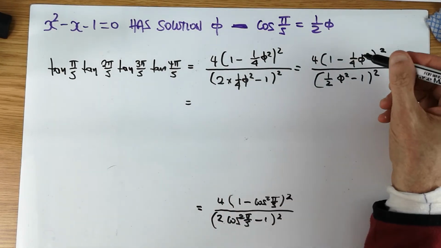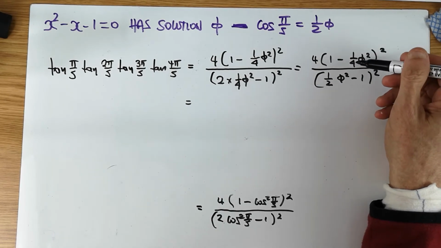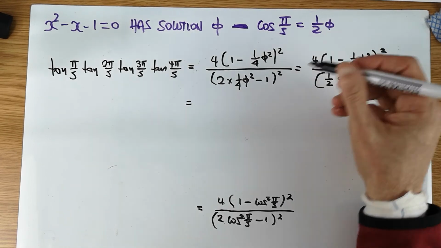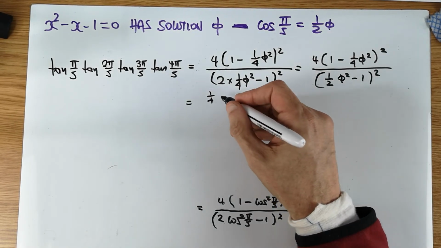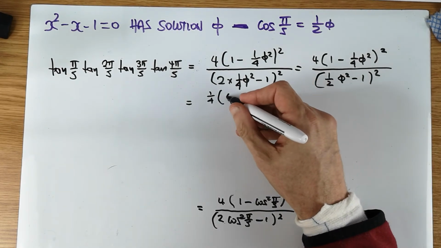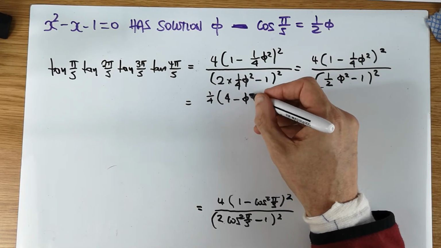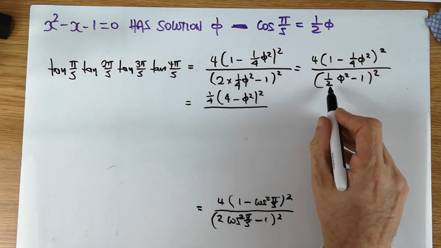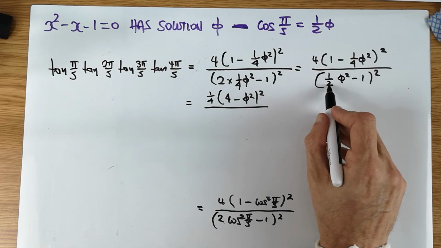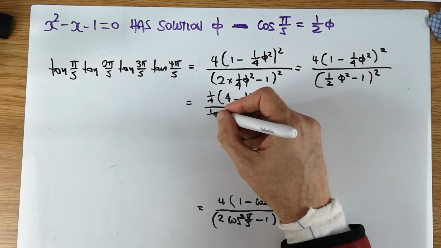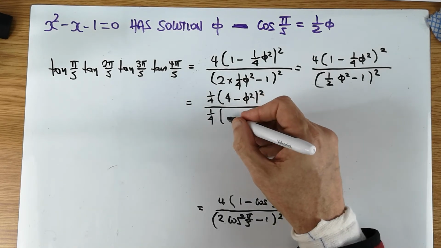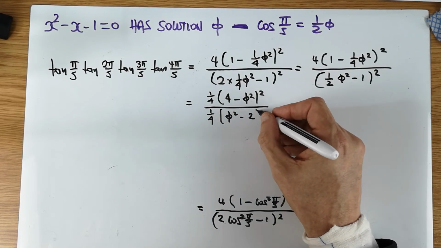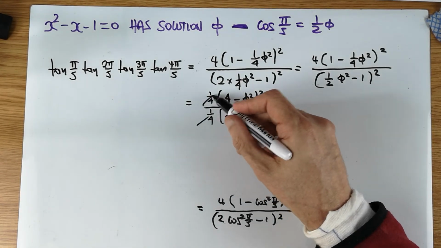And now time to factorize a quarter out of this bracket, but the quarter is squared, so it's 1/16 when it comes out. 4/16 gives me a quarter on the top, and this now becomes 4 minus phi squared, all squared. And from here, I can factorize again a half out, but because of the square it's going to give me again a quarter. And what I'm going to be left with is phi squared, I pulled out half, so it's going to be minus 2 all squared. And again, the quarters will cancel.